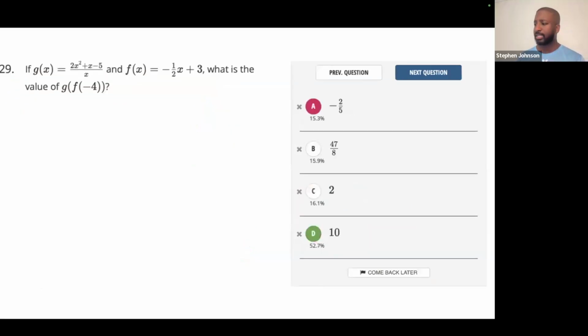Next question is, let's see, g of x equals 2x squared plus x minus 5, over x, and f of x equals -1/2 x plus 3. What is the value of g of f of -4?